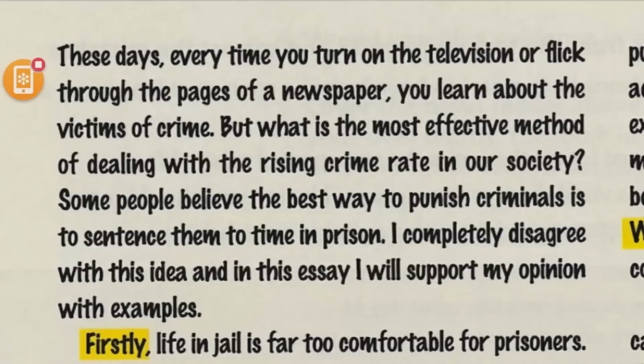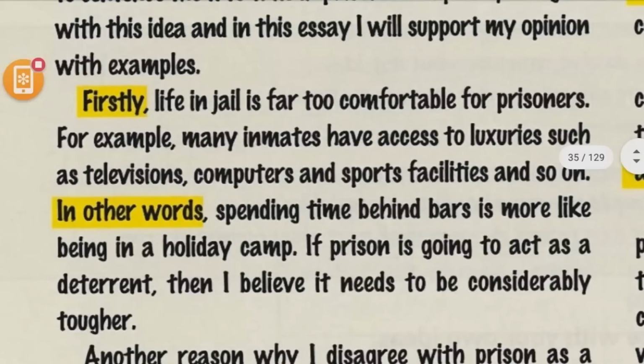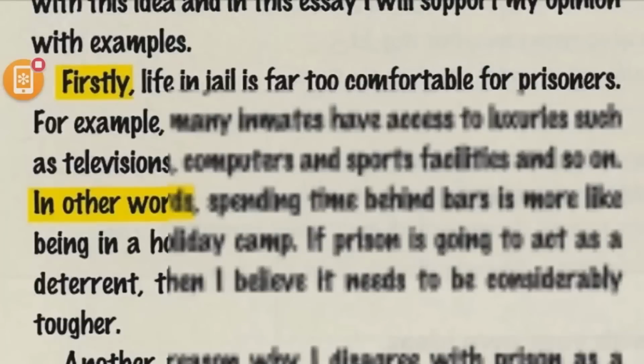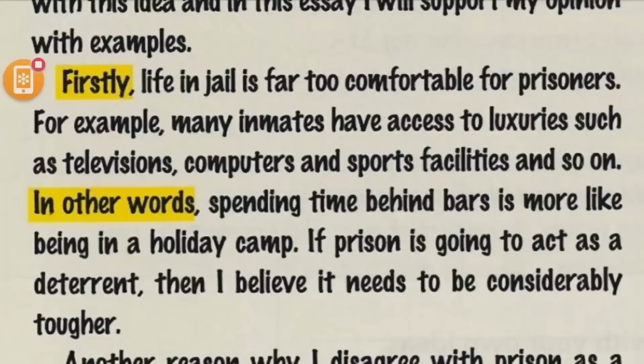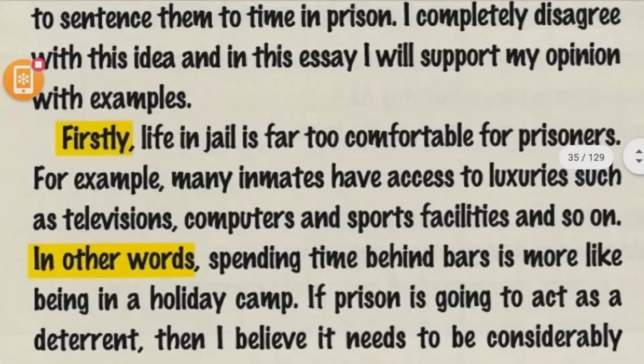Now I'm going to tell you how to write a body paragraph. So you can see we have this first body paragraph. After the introduction, between the introduction and conclusion, we have body paragraphs. So firstly, life in jail is far too comfortable. The first reason why this person says I completely disagree. So the first reason is life in jail is far too comfortable. Now in this paragraph, he will only talk about comfortable life in jail.